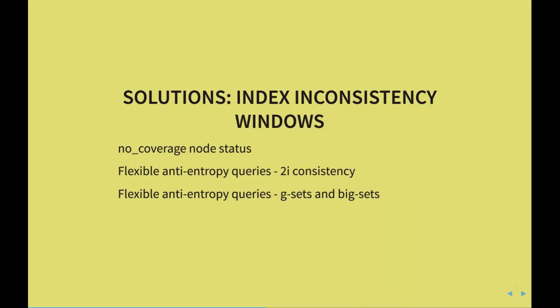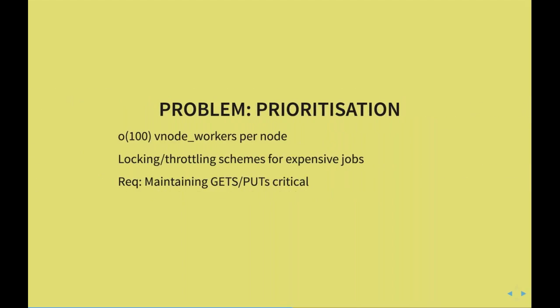And so we can use folds for those tic-tac trees in lots of interesting and different ways. The other thing is prioritization. Secondary indexes and other things use a thing called vnode workers. In a normally configured Riak cluster with a normal ring size and a normal distribution of vnodes, you have about 100 vnode workers per node.